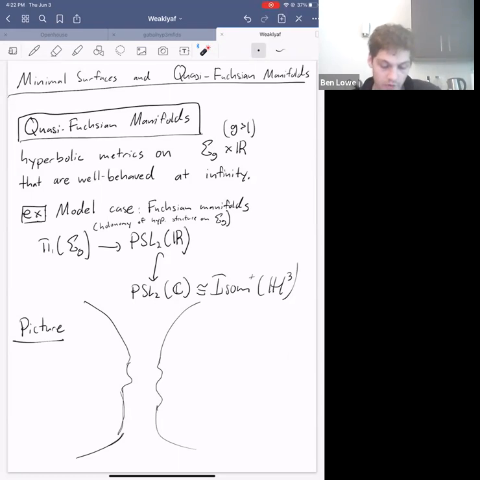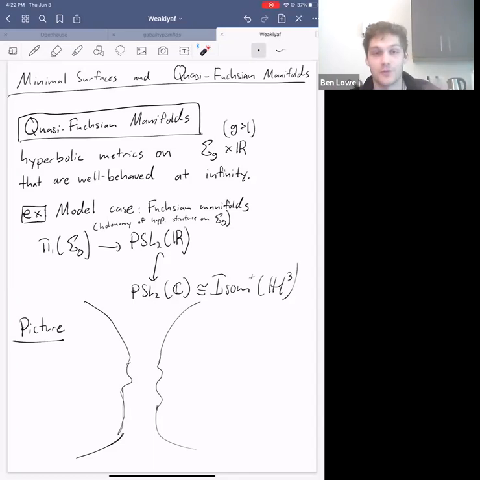All right, so quasi-Fuchsian manifolds. Those are just hyperbolic structures on a surface of genus bigger than 1 times R that are well behaved at infinity, which I'll say a little bit more about in a second. It's maybe the simplest topological situation in three-dimensional hyperbolic geometry, but where you get complicated geometry.